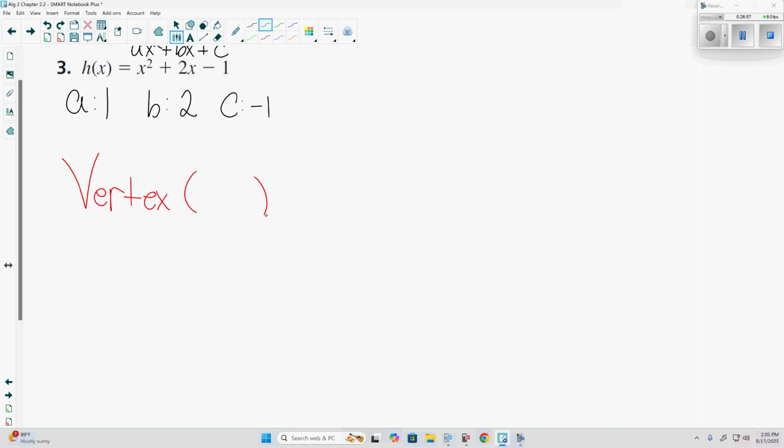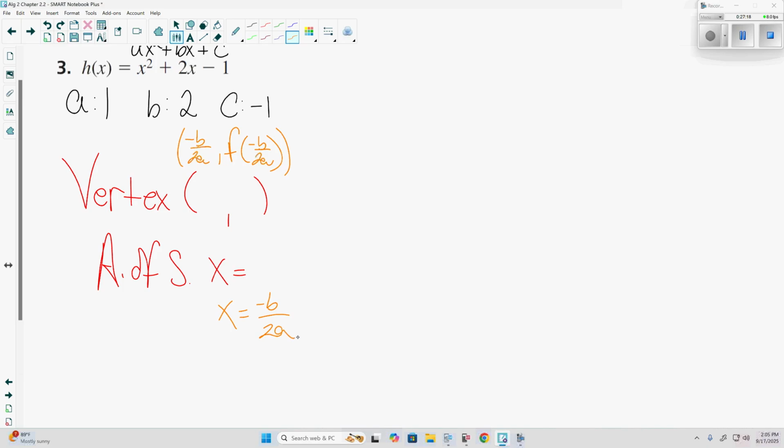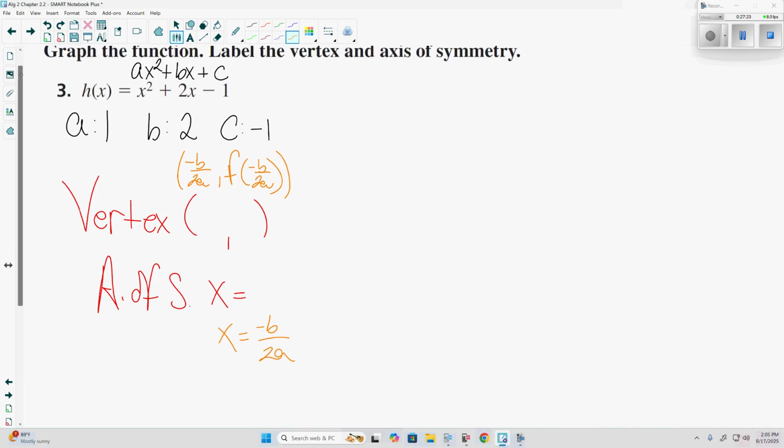Now we want to find the vertex. In the general form, it's our negative b over 2a comma f of negative b over 2a. And we also need to find the axis of symmetry, which for this here is x is equal to negative b over 2a. The first thing we need to find is actually the negative b over 2a.